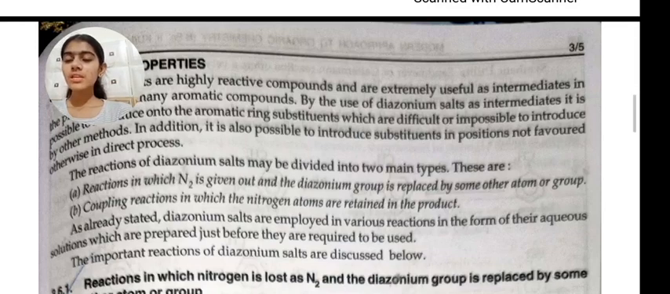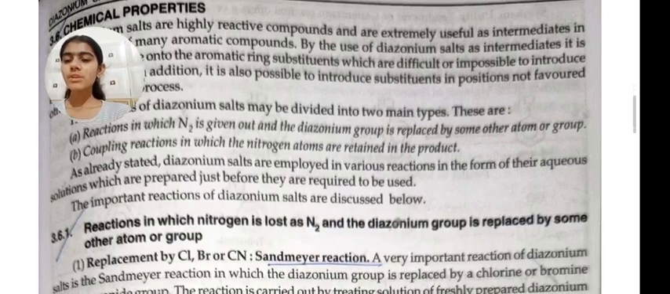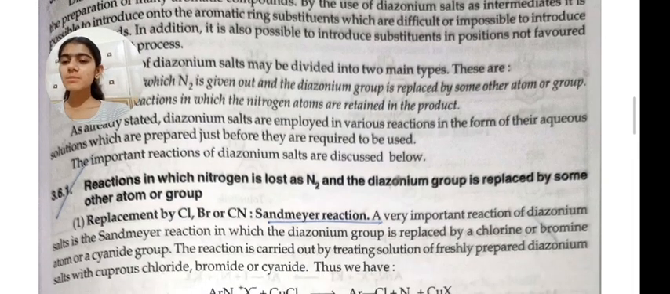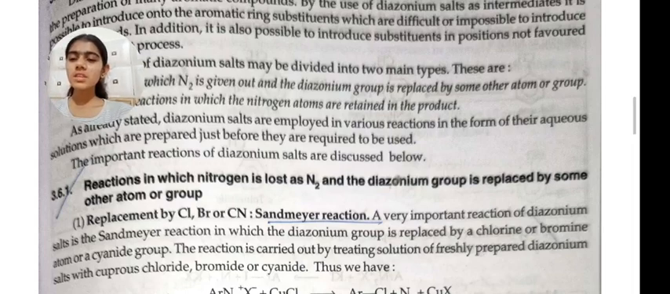The important reactions of diazonium salts are discussed below. Reactions in which nitrogen is lost as N2 and the diazonium group is replaced by some other atom or group. The first reaction is replacement by Cl, Br or CN.